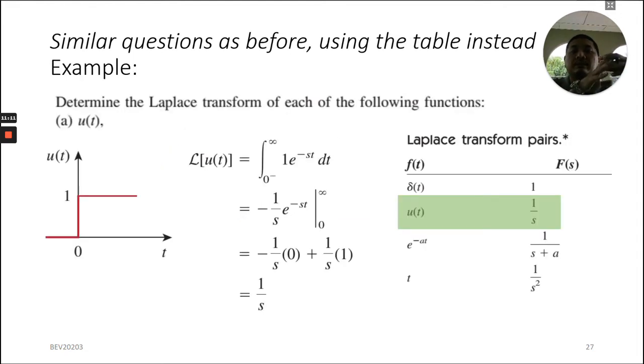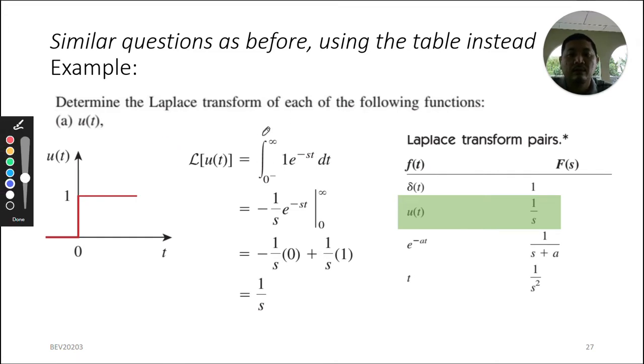This is actually the same example as in the previous video, in which we used the equation to get the Laplace transformation of f(t). So let's look at what the answer is if we use the table.